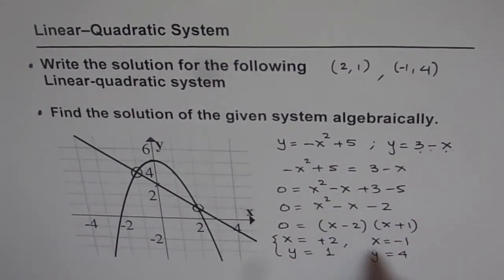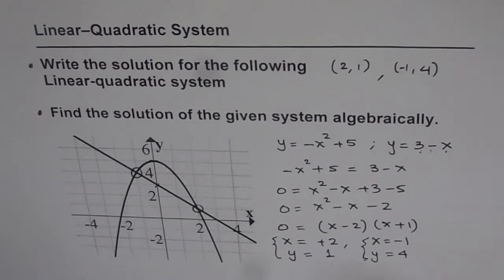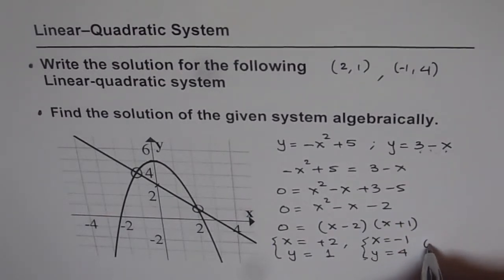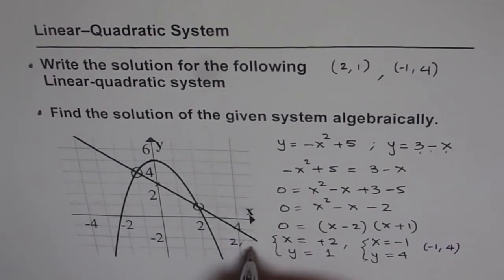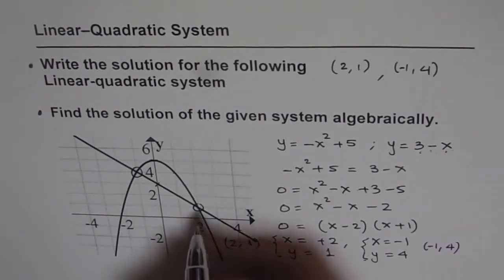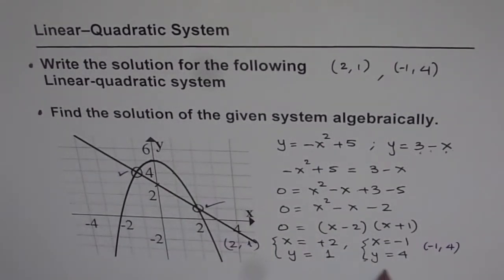This is one solution and that is the other one, right? So we have the solution right there, which we can write as (-1, 4), and that one as (2, 1). So now you can see algebraically also we have come to the same conclusion. So it is the perfect answer to this very question.